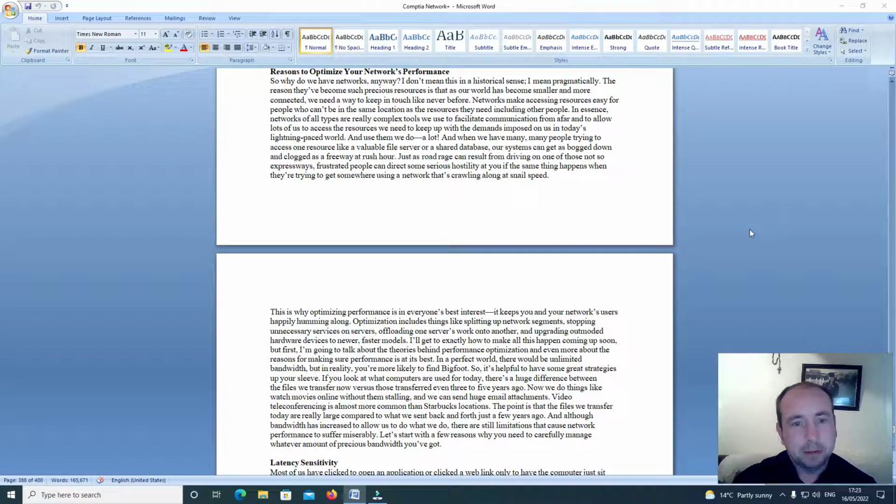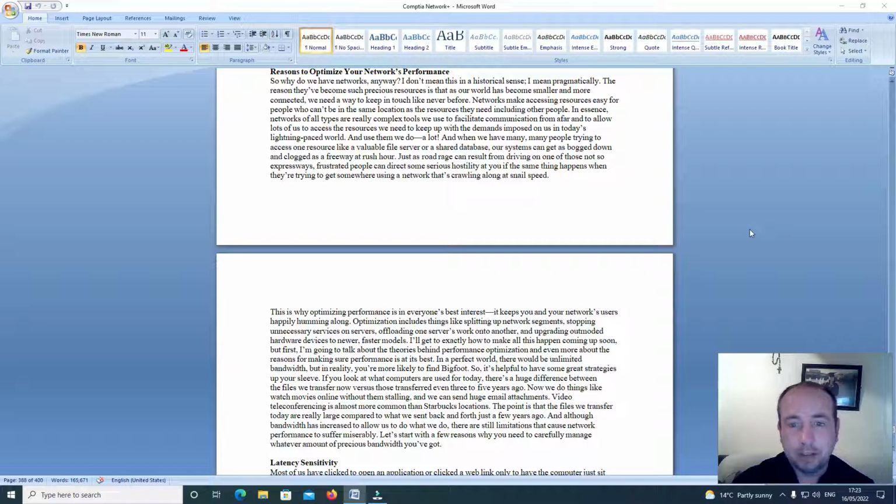Reasons to optimize your network's performance. So why do we have networks anyway? I don't mean this in a historical sense, I mean pragmatically. The reason they've become such a precious resource is that our world has become smaller and more connected. We need a way to keep in touch like never before.